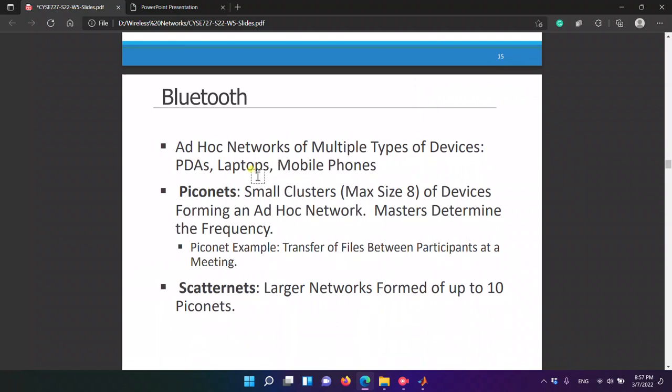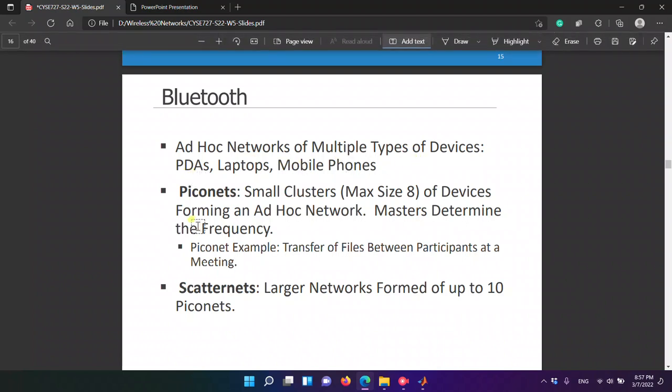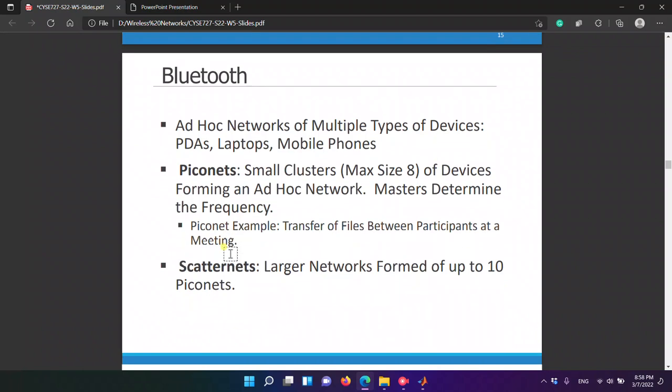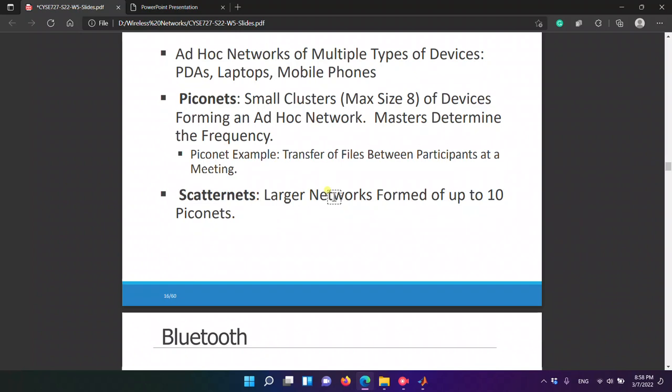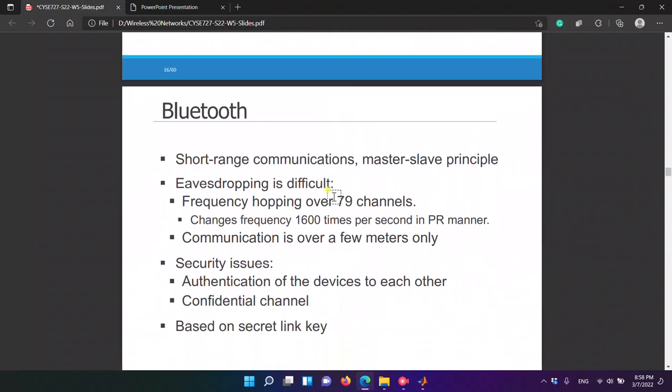Now we have the Bluetooth. So Bluetooth is an ad hoc network of multiple types of devices, such as PDAs, laptops, mobile phones. Piconets are small clusters of up to 8 devices forming an ad hoc network. Masters determine the frequency. Scatternets are larger networks formed of up to 10 piconets. It's a short-range communication with a master-slave principle.